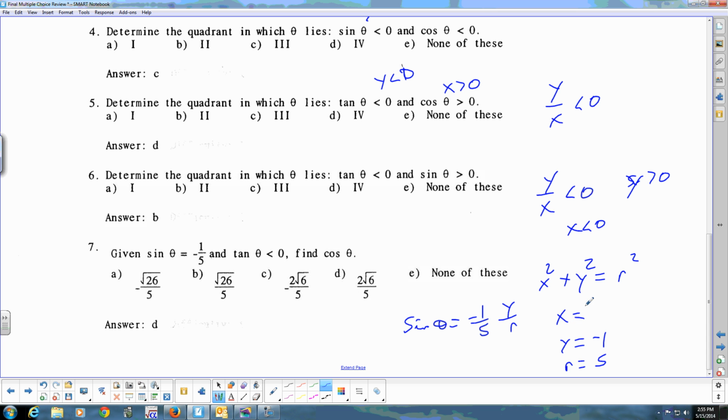Your y value is negative 1. Use this to find your x value, so you can find your cosine. Cosine is going to be your x over your radius, which you already know the radius is 5. You just need to find your x value by doing the Pythagorean identity with those two numbers. Okay.